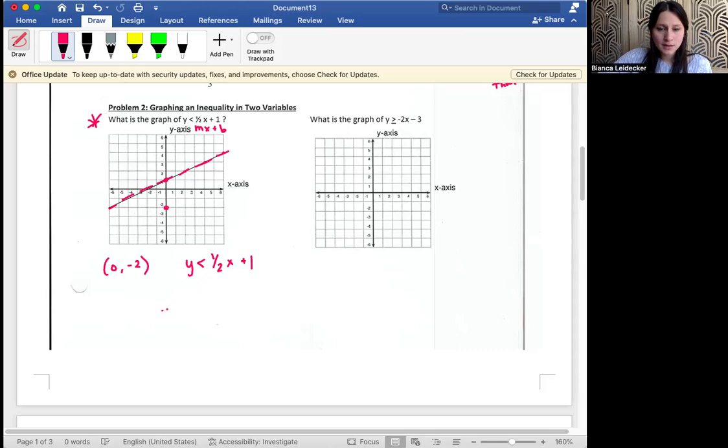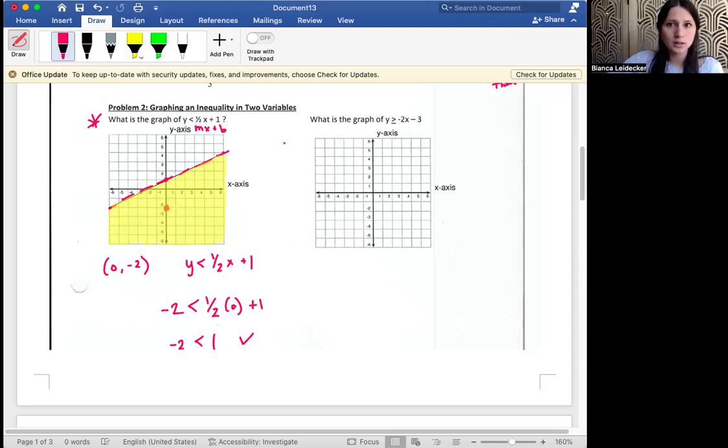So -2 would go in place of y, and it would be 1/2 times 0 plus 1. Meaning, when I work this out, it's 0 plus 1, so that's 1. Is 1 greater than -2, or is -2 less than 1? Yes. So this is a part of my solution. It's a potential solution. So I'm going to shade the bottom half. The bottom half indicates any point on the bottom half is a solution for this inequality.